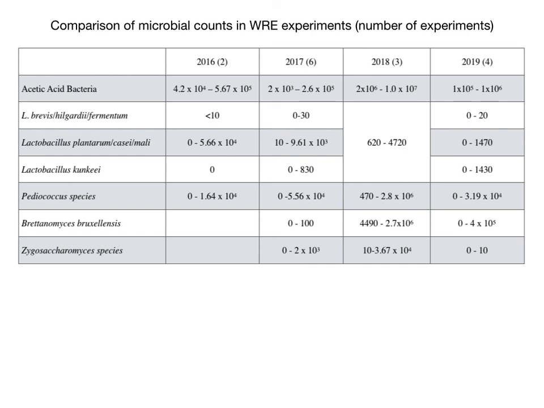And there were a couple of things that I think we need to be aware of when we think about that microbial load that's coming in on the grapes and how that's affecting the wine when we get to the other side. So the first thing to notice was that overall the counts were higher in 2018 than in the other years. And we can see that in our acetic acid bacteria, but we can also see that in Pediococcus and Brettanomyces and even Zygosaccharomyces.